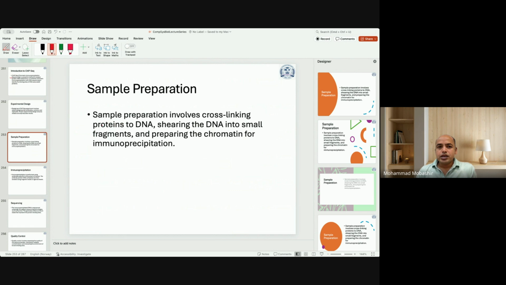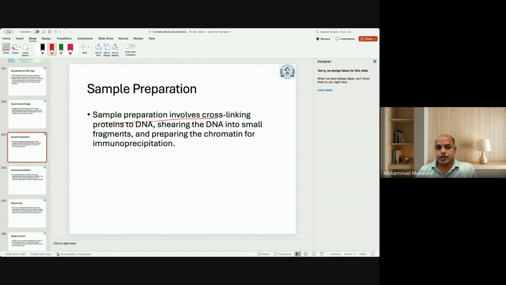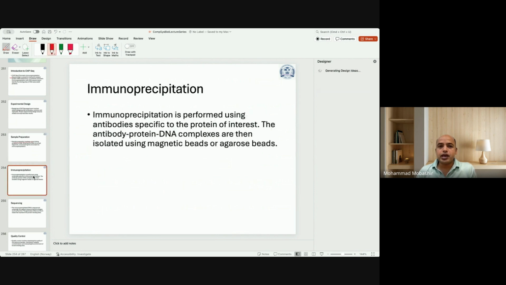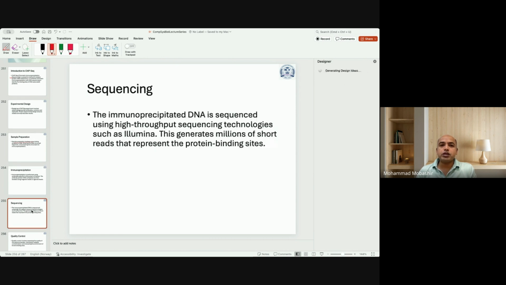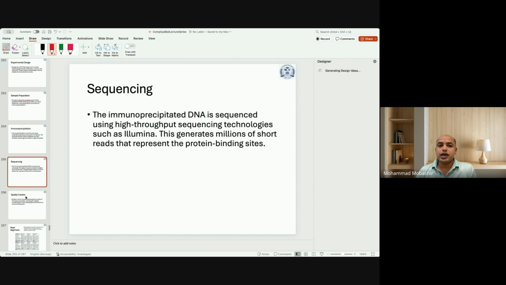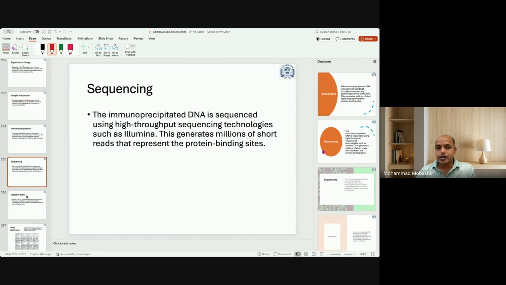For example, this sample preparation includes cross-linking proteins to DNA, shearing the DNA into small fragments and preparing the chromatin for immunoprecipitation. And this immunoprecipitation is performed using antibodies to the protein of your interest. The antibody-protein-DNA complexes are then isolated by using magnetic beads or agarose beads. Then you send your samples for sequencing, which was explained earlier.